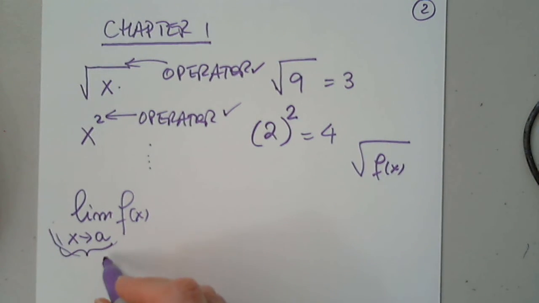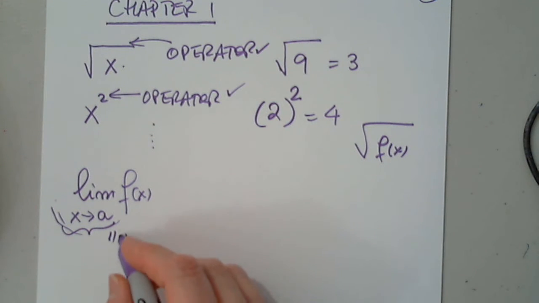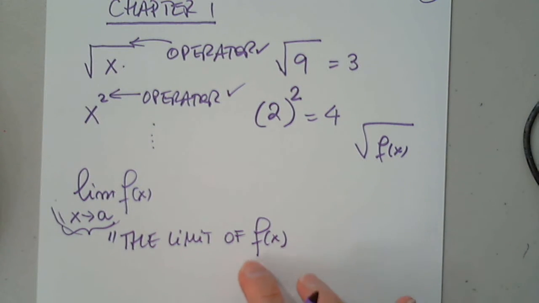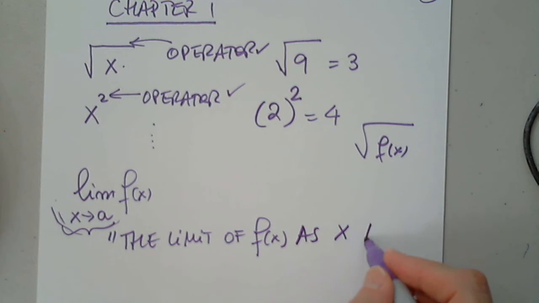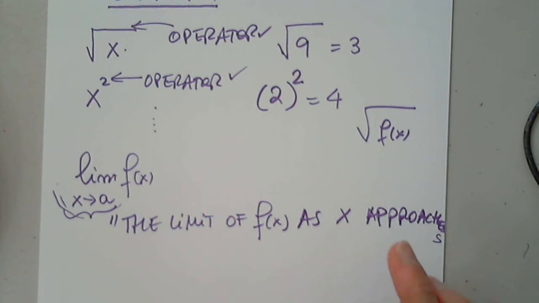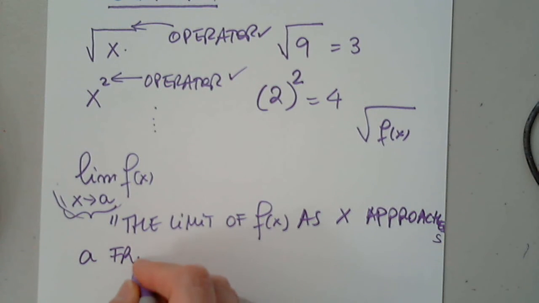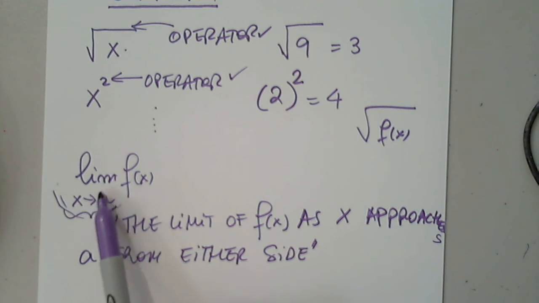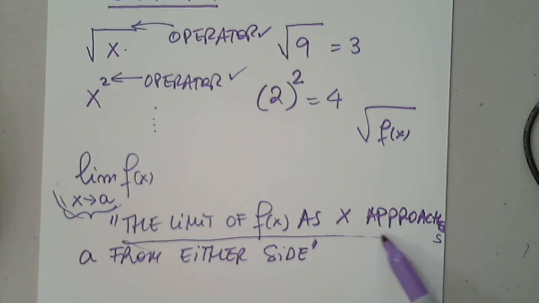So this is read in the following way. The limit of f of x, this is not fx, it's not f times x, please, it's f of x. The limit of f of x as x approaches, I always run out of room, there is an E and S here, sorry. The limit of f of x as x approaches a from either side. I know it's a mouthful. And this is, look, it's just LIM, x, an arrow, and a. But this is the way we read it.